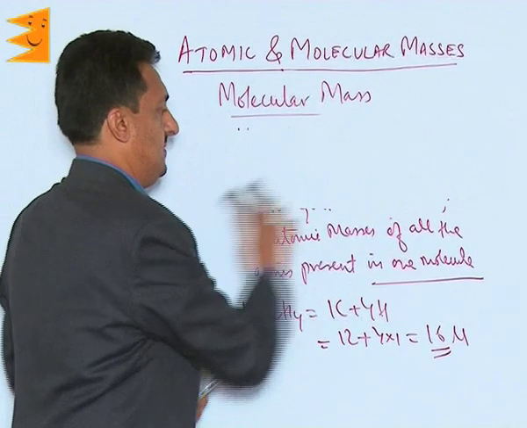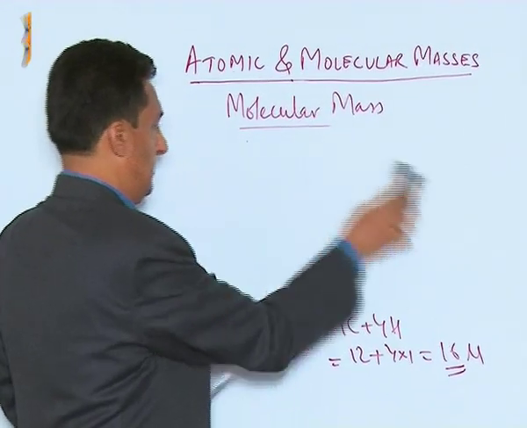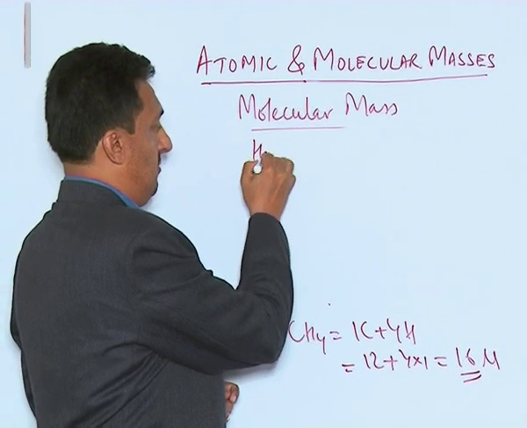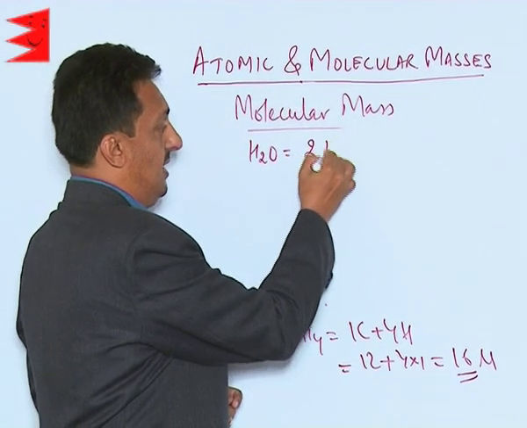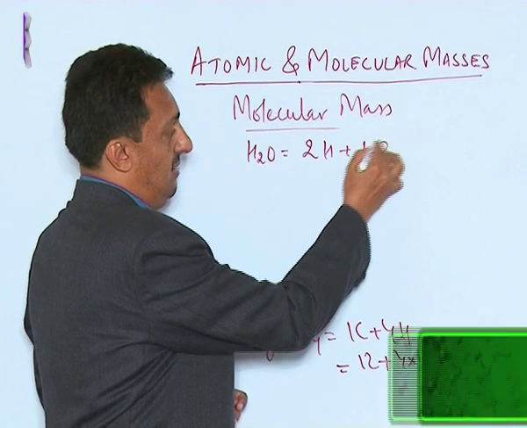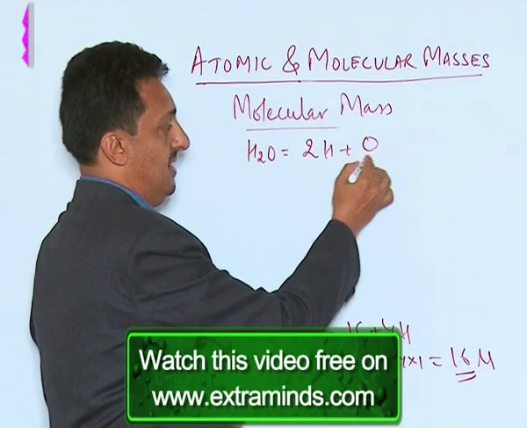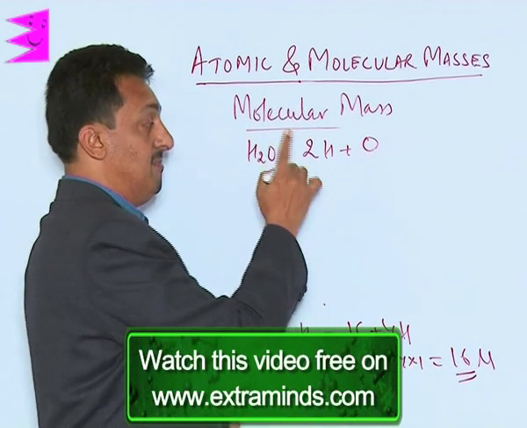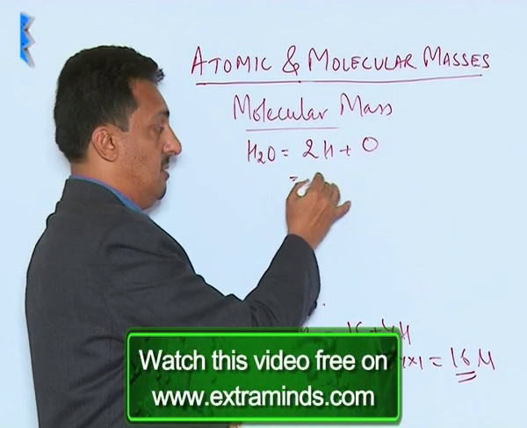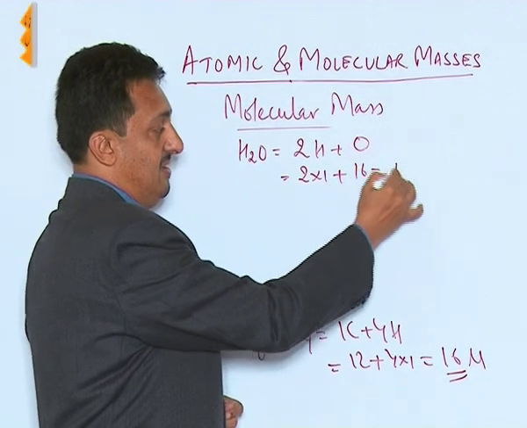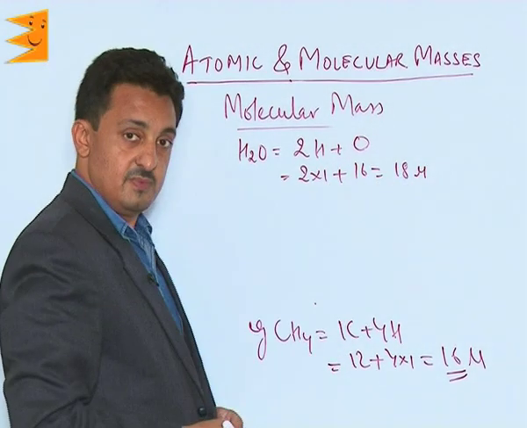Similarly, let us take the example of a water molecule. It has 2 hydrogens and 1 oxygen atom. Let me write it, otherwise it will appear to be 10. 1 oxygen atom. The mass of 1 hydrogen atom is 1, so 2 into 1, and the mass of 1 oxygen is 16, so it makes it 18 u.